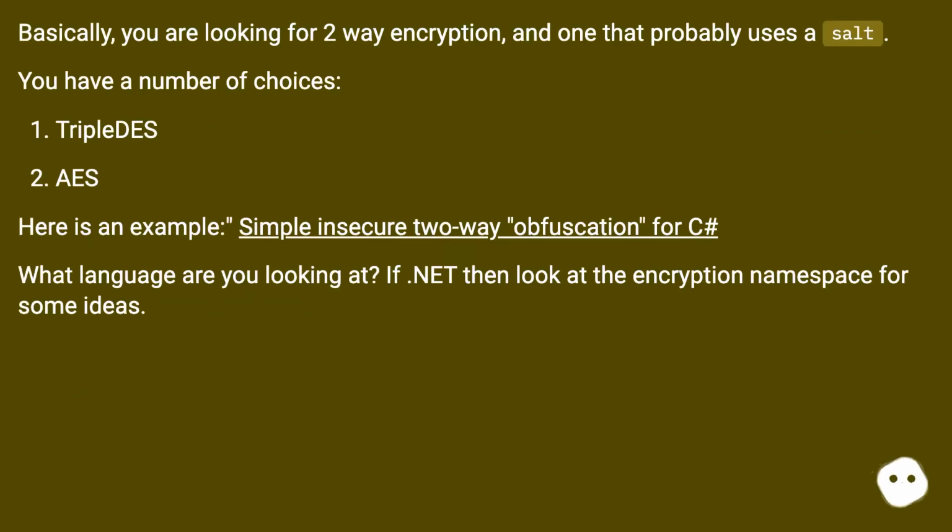Basically, you are looking for two-way encryption, and one that probably uses a salt. You have a number of choices. Triple DES, for example. Here is an example: simple insecure two-way obfuscation for C#. What language are you looking at? If .NET, then look at the encryption namespace for some ideas.